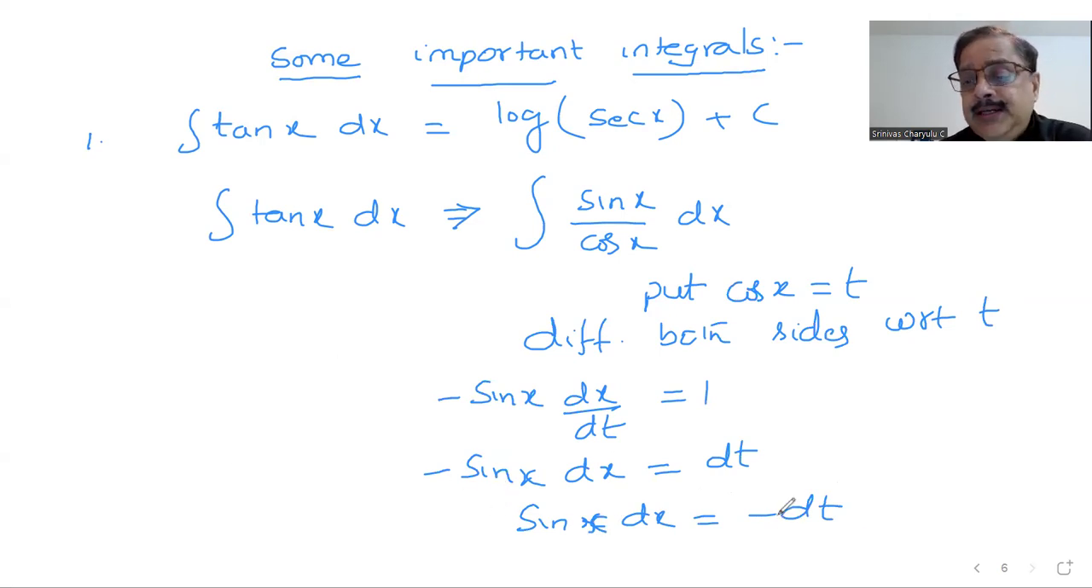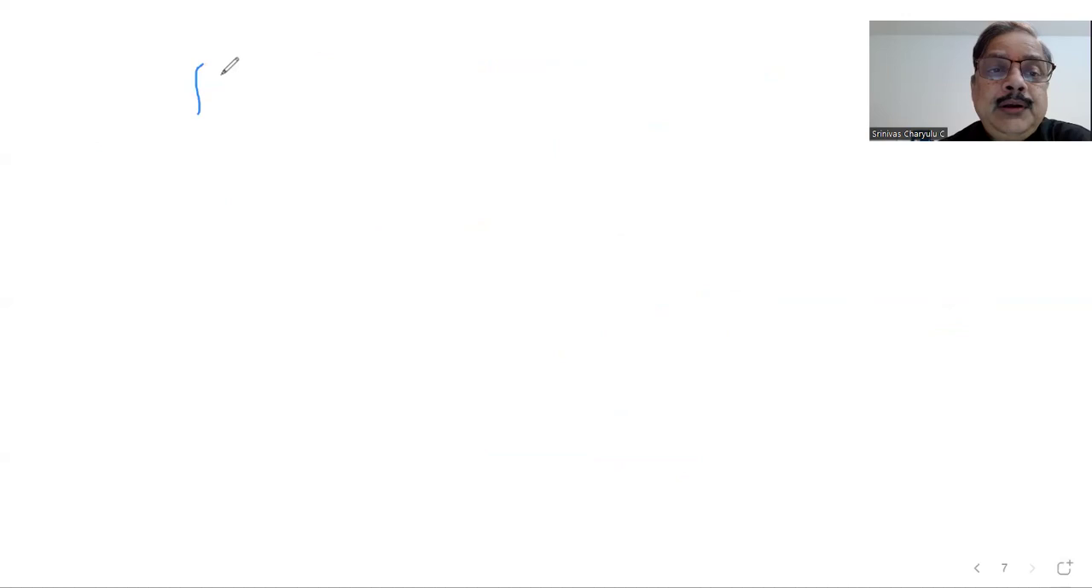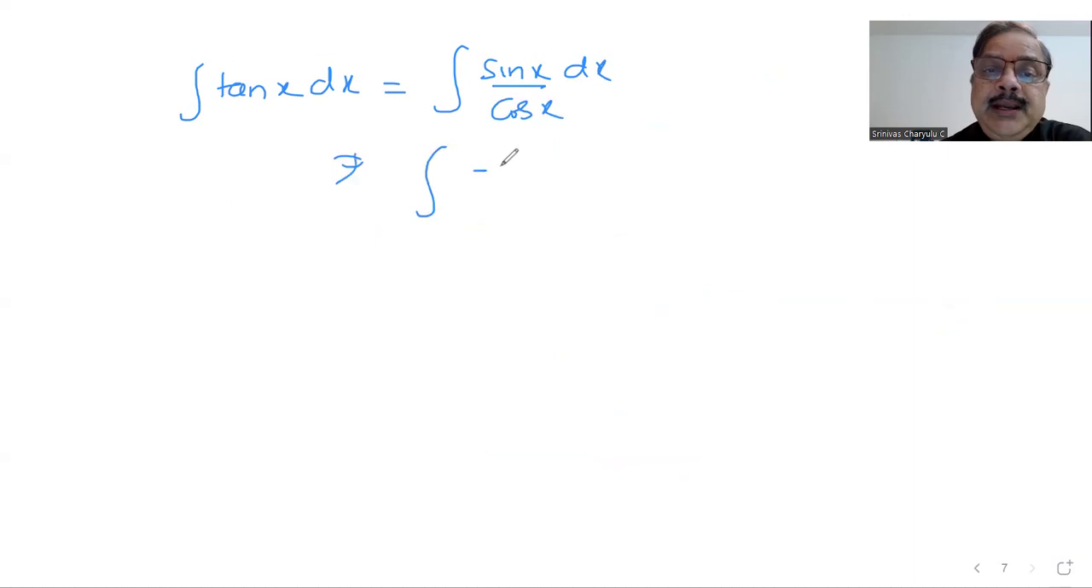This minus sign went that side. So now our sum is ready. Sin x dx numerator part, we can substitute minus dt divided by t. So what we wrote, integral tan x dx, we have written as integral sin x dx by cos x. Now we'll substitute here minus dt by t.